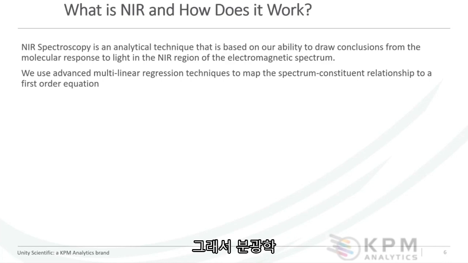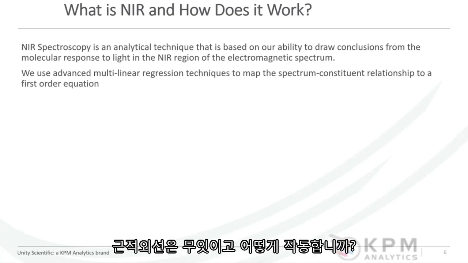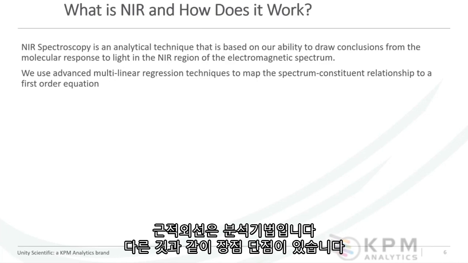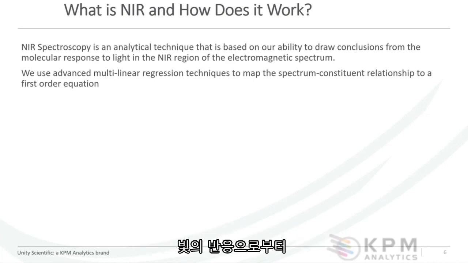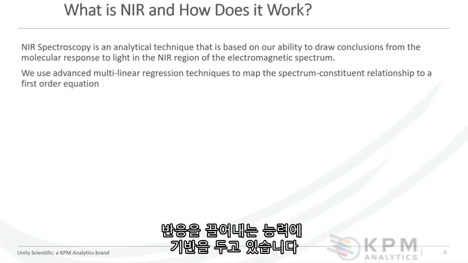So spectroscopy: what is near-infrared and how does it work? Near-infrared spectroscopy is an analytical technique. Like any other one, it has strengths and weaknesses. But this one is based on our ability to draw information from the response of light impinging on our samples.